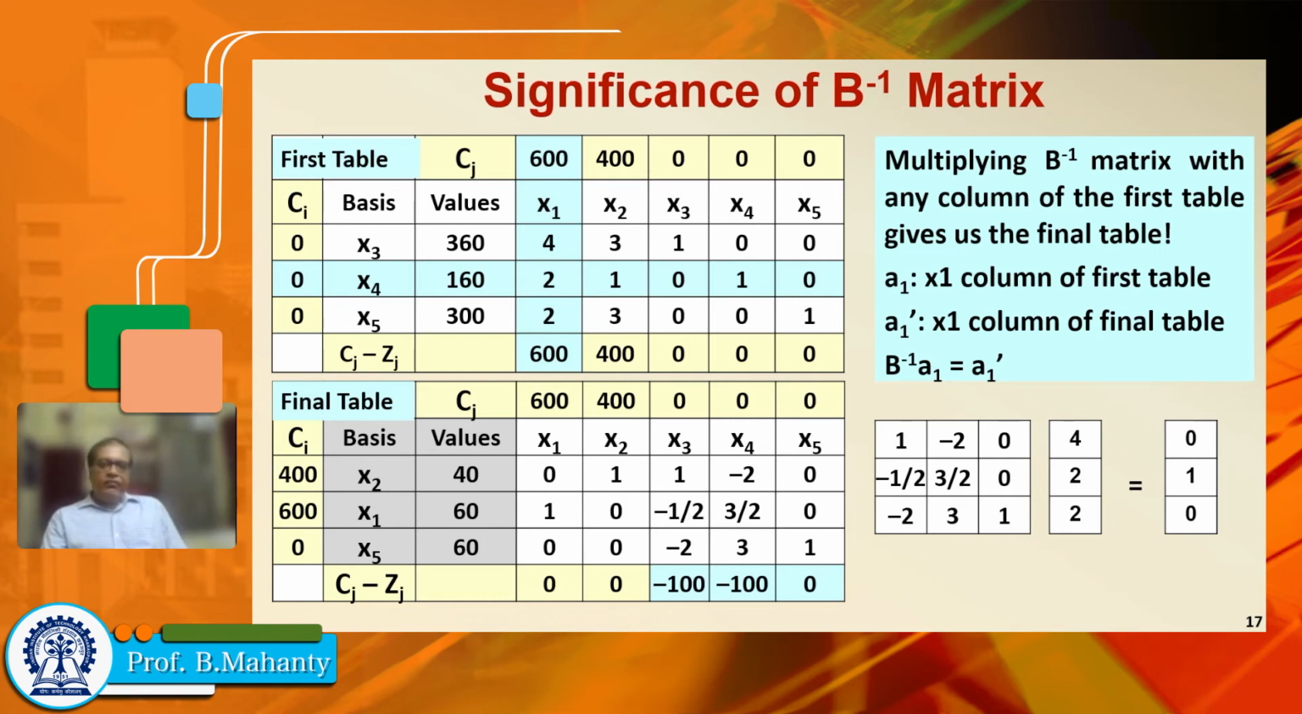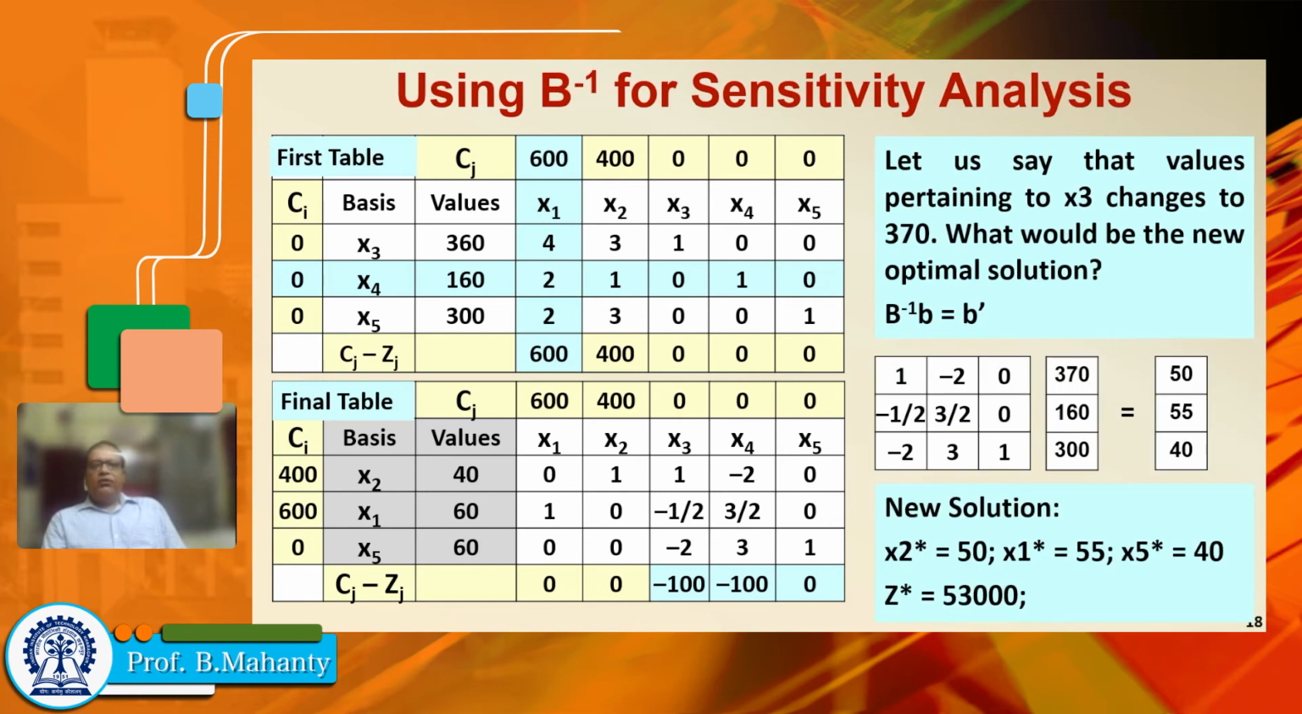So it will happen for every column of the final table, and this is the specific advantage of the B inverse matrix. And how can you use it for sensitivity analysis? Again, let us say that the value pertaining to x3 changes to 370. Right, instead of 360 it becomes 370. What would be the new optimum solution? You see, that is also possible to compute by pre-multiplying with the B inverse. So not only with the existing values but also with the changed values, the B inverse matrix can be useful.